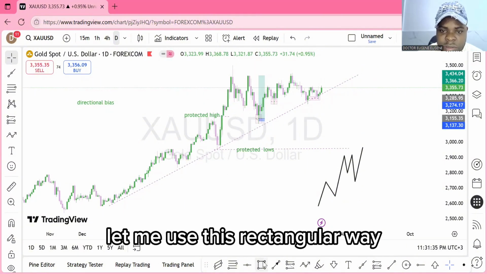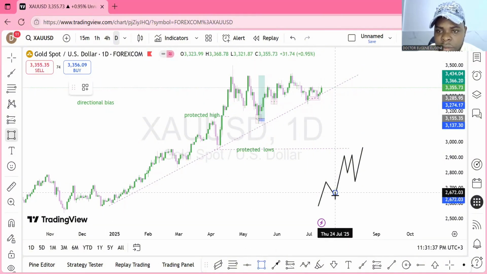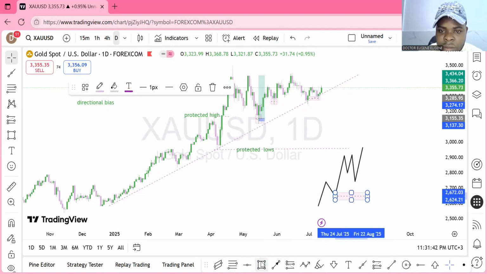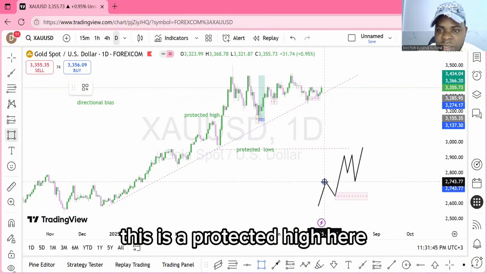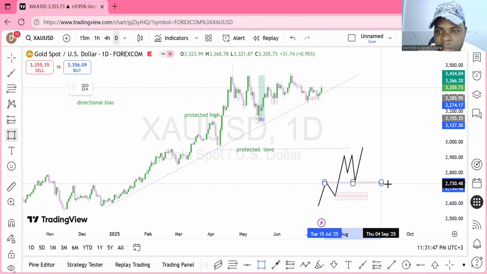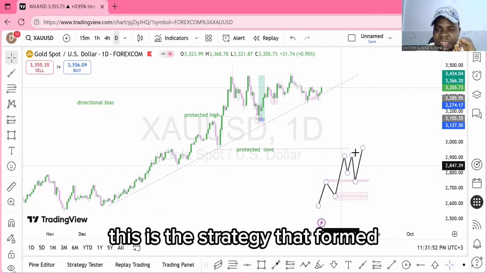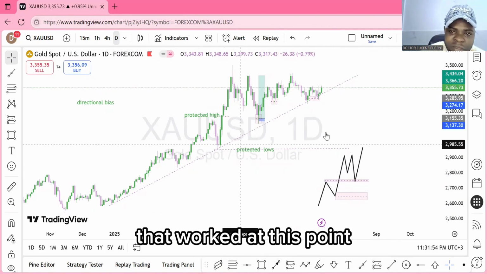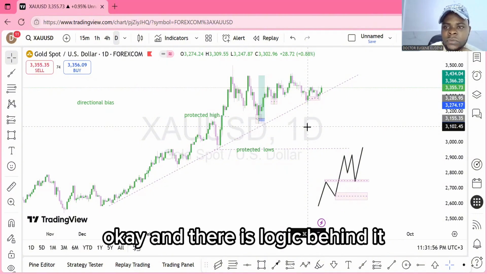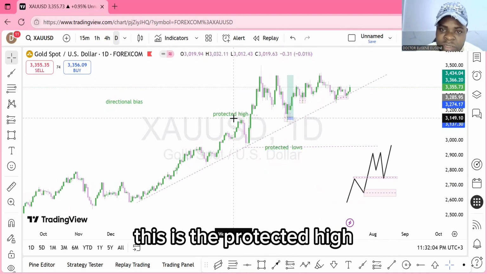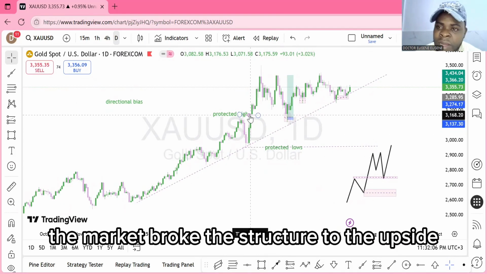Let me use this rectangular ray. This is a protected low here. This is a protected high here. Okay, if you watch closely, this is the strategy that formed and worked at this point. Okay, and there is logic behind it. So now this is the protected low, this is a protected high, and here is the point the market broke the structure to the upside.